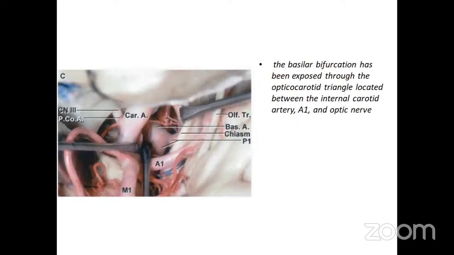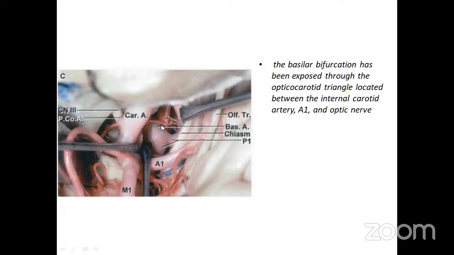In this diagram, the carotid artery and the optic chiasm have been retracted. And basically in this diagram, we can appreciate the optico-carotid triangle or the optico-carotid recess, which is formed by the carotid artery, the A1 segment of the anterior cerebral artery, and the optic nerve and optic chiasm.